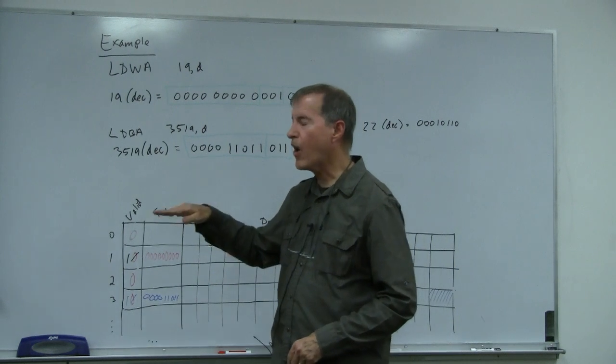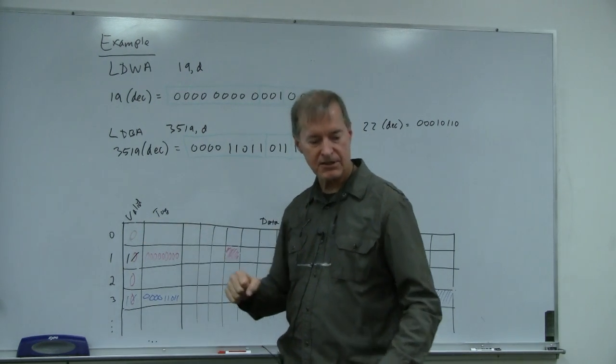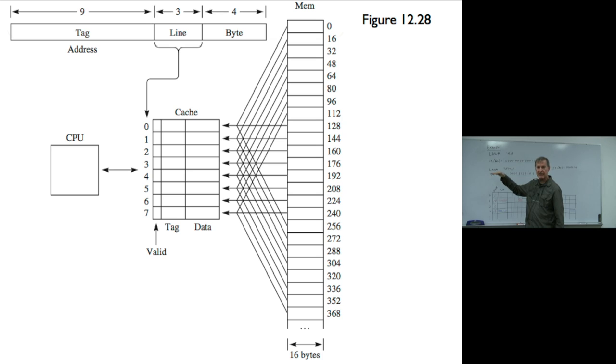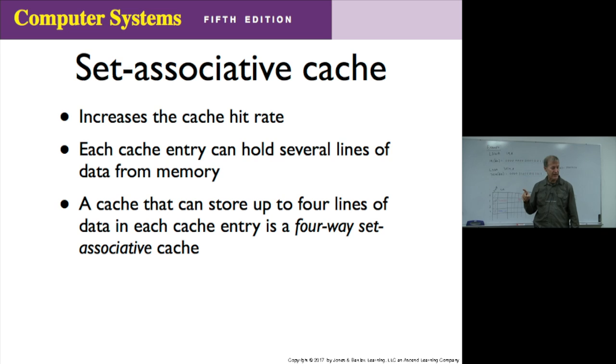Instead of having just one entry, let's go back here to figure 12.28. Instead of just having one tag and data entry in the cache entry, we could do what? Instead of having just one, we could have what? We could have several. And that's the idea behind a set-associative cache. With a set-associative cache, the cache hit rate increases because you have more than one possible entry. So each cache entry can hold several lines of data from memory.